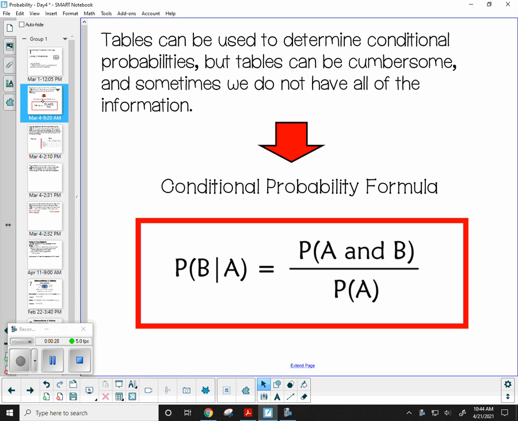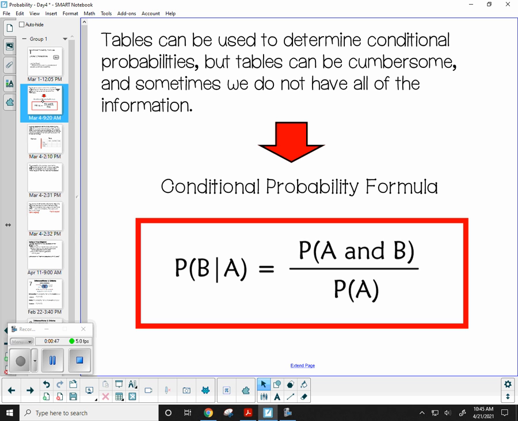Unfortunately, we don't always have complete tables. We don't always have to have a complete table in order to answer these problems. So they have a conditional probability formula. So it's the probability of B given A. We learned that notation yesterday, right?